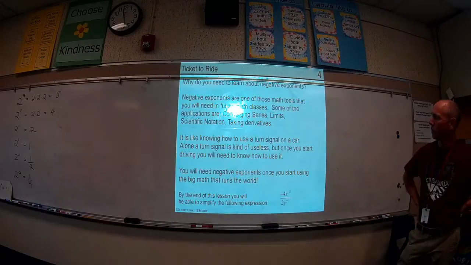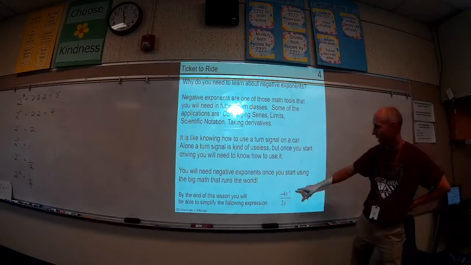It is like knowing how to use a turn signal on a car. Alone, a turn signal is kind of useless, but once you start driving, you will need to know how to use it. You will need negative exponents once you start using the big math that runs the world. By the end of this lesson, you're going to be able to handle these negative exponents.